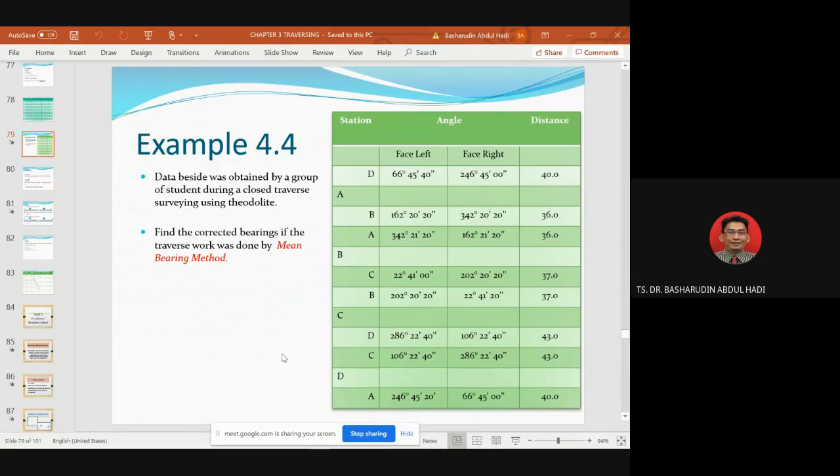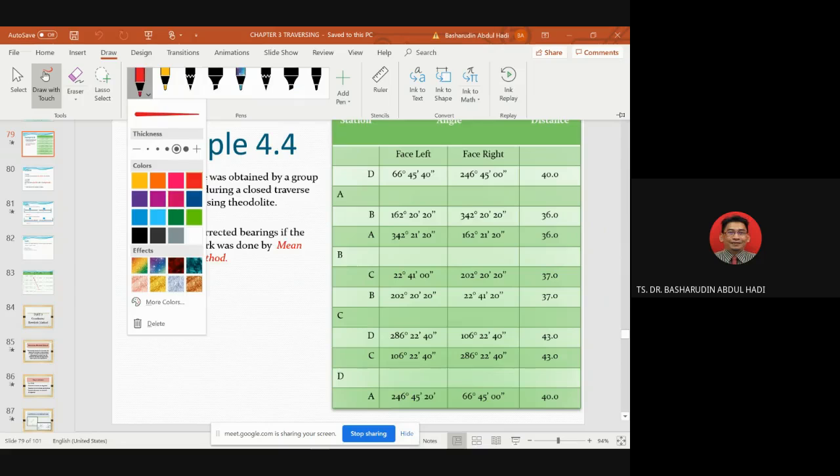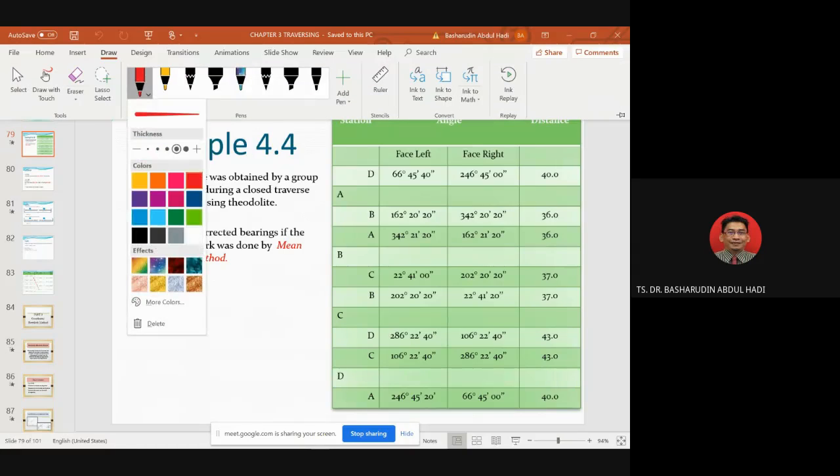All right. So we are going to example 4.4, where we are using a theodolite. And the theodolite, you already used it. You still remember we did the practical at Laman Perdana of UiTM Pulau Pinang. And maybe you remember when I asked you that you must set up face left and face right.